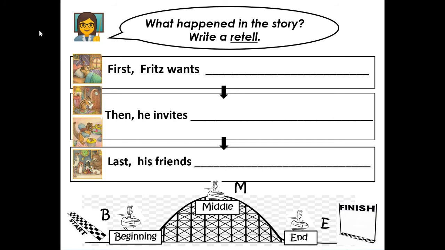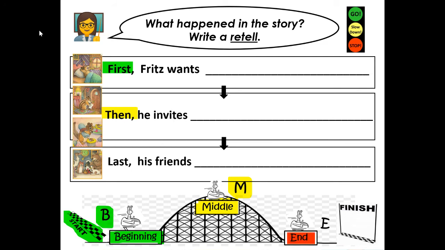You're going to write a retell at the end of this lesson, and we're going to use our stoplight colors. Green means go, that's the beginning. So the beginning or the start of the story, and you're going to say first. Then we're going to slow down and go to the middle of the story, and you're going to write then. And then we're going to go to the end of the story or the finish, and we're going to say last.